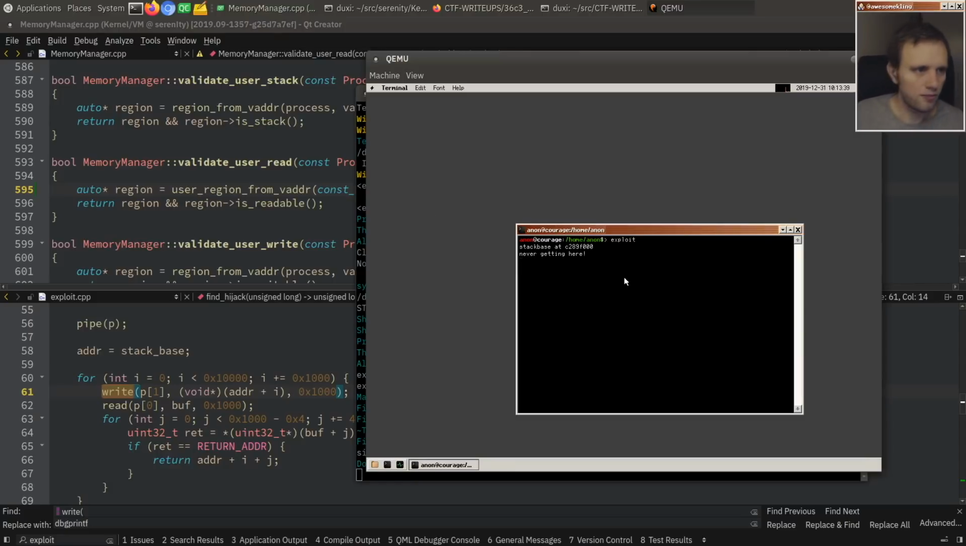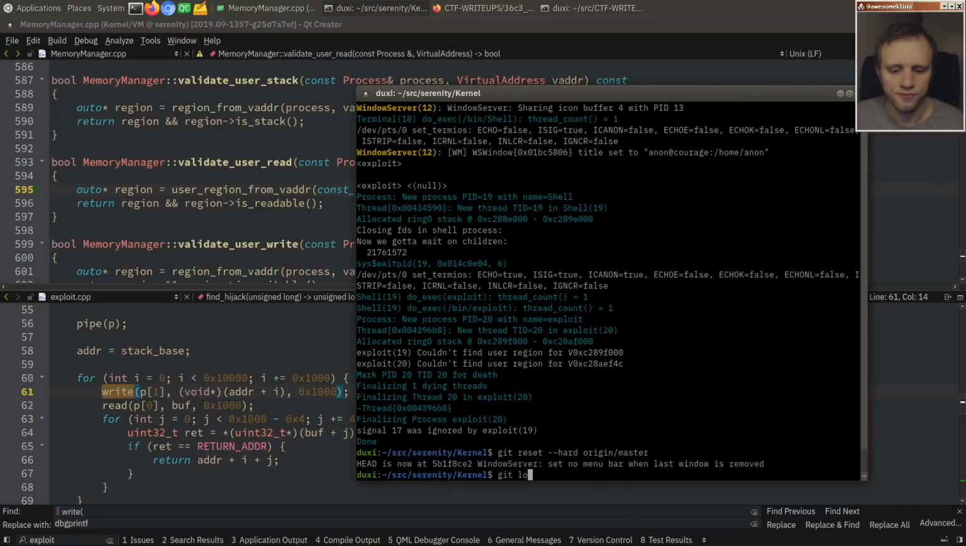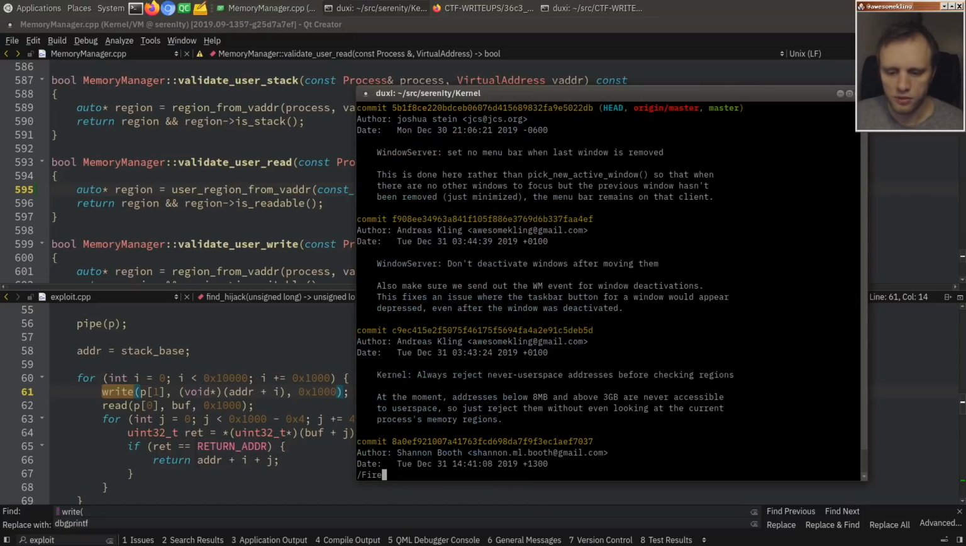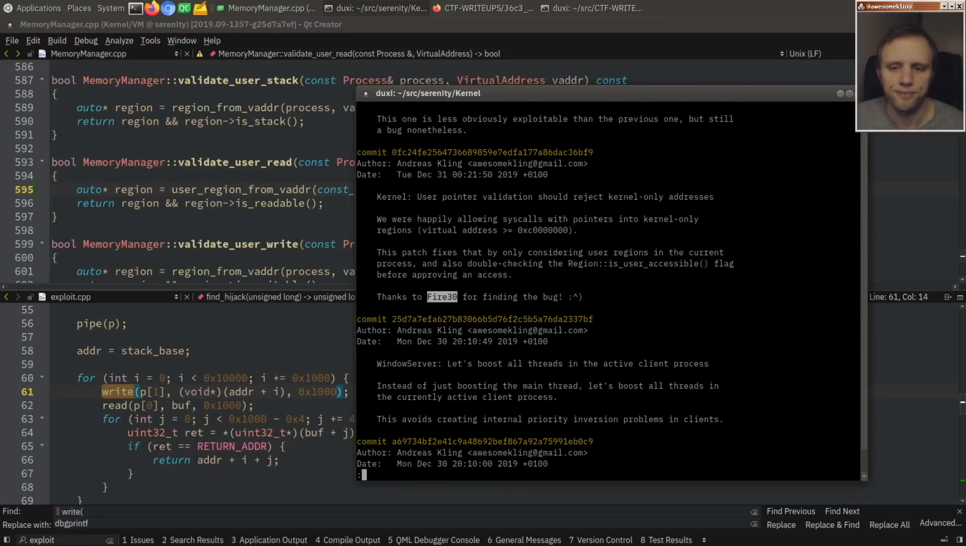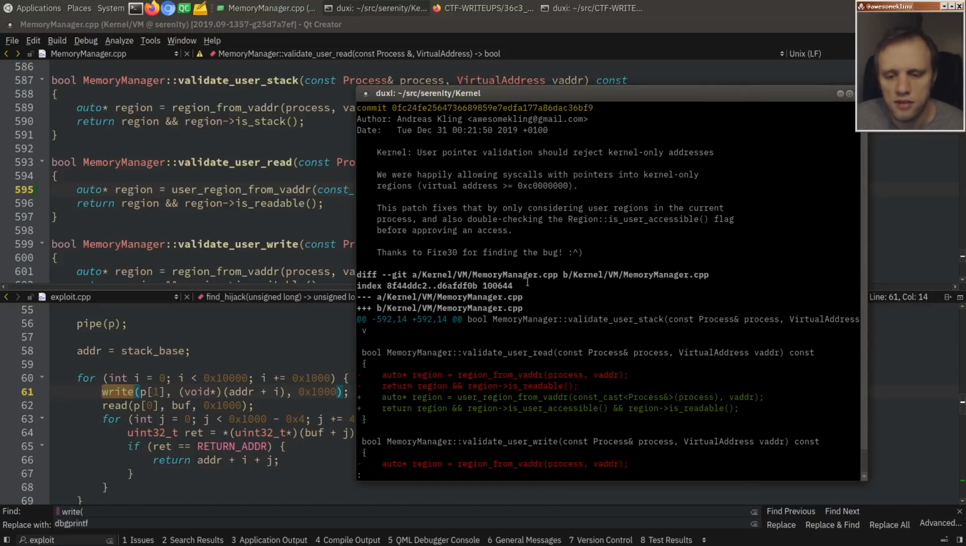Now, after this stuff landed, or after I learned about this, then I immediately went and fixed it. So let's see. Let me show you the fix that I made. So here is the initial fix.